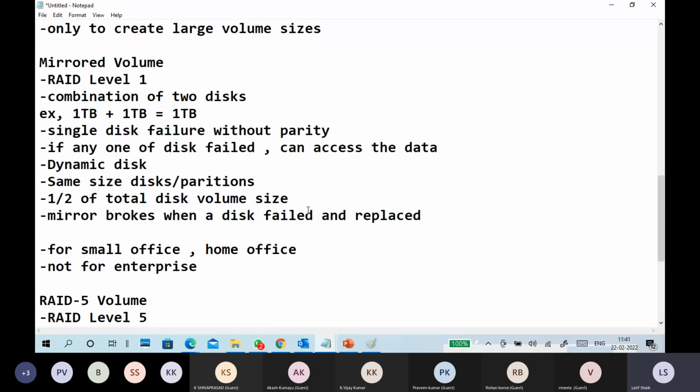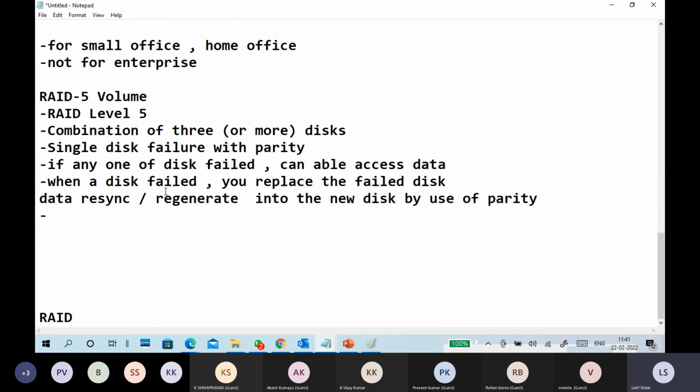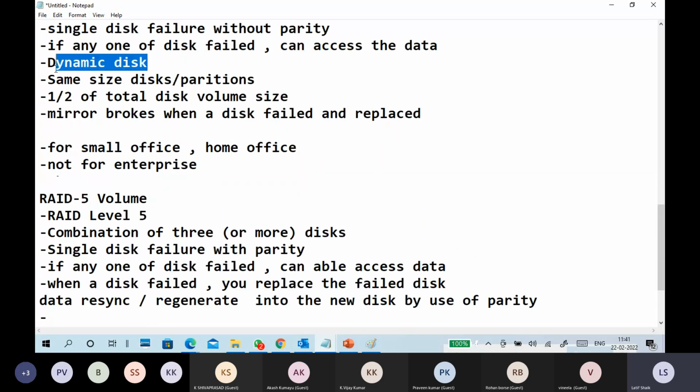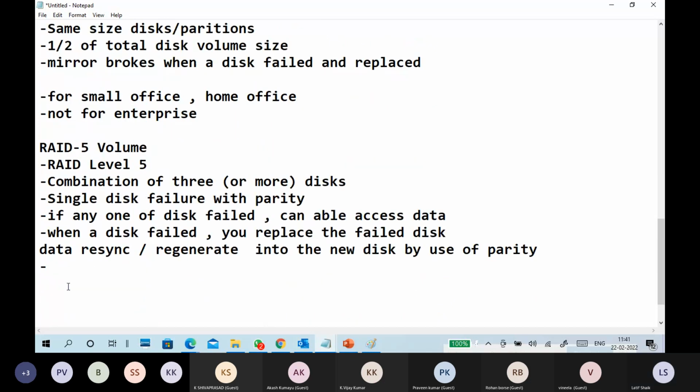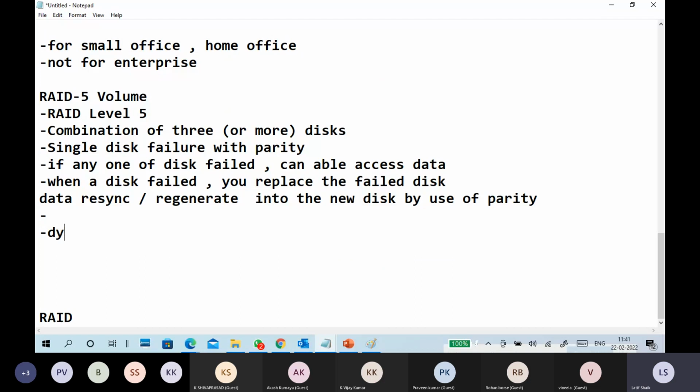So first of all, I want to type all the text language. Of course, we use a dynamic one. Dynamic disk we use it. This dynamic is for enterprise purpose.